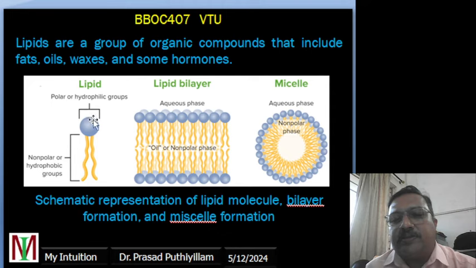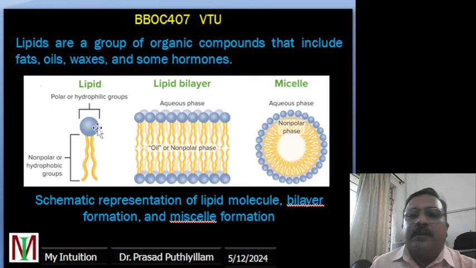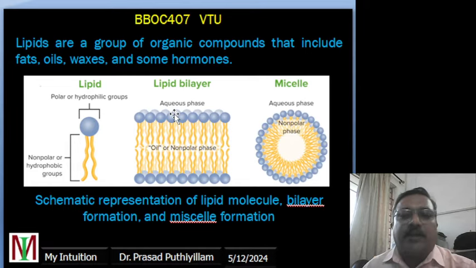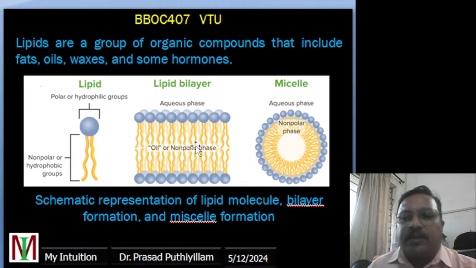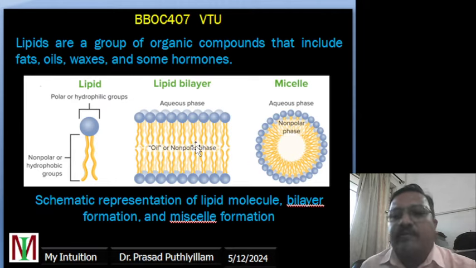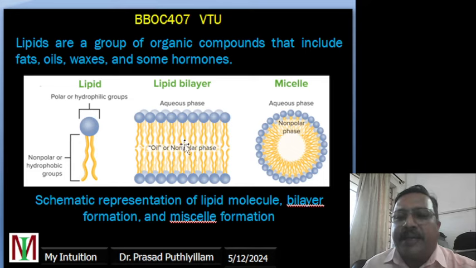If you put a large number of this type of molecules in an aqueous phase, meaning a watery phase, a water-containing medium, then only the head regions will come near the water side. The remaining long non-polar hydrophobic, water-hating tail regions will come together and it becomes a layer. You can see a lipid bilayer formation represented here. So two layers, in which the central region is non-polar, or you can say it is an oily region. Oils are non-polar, so it is an oily region.